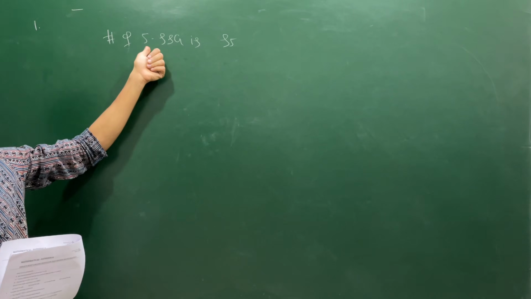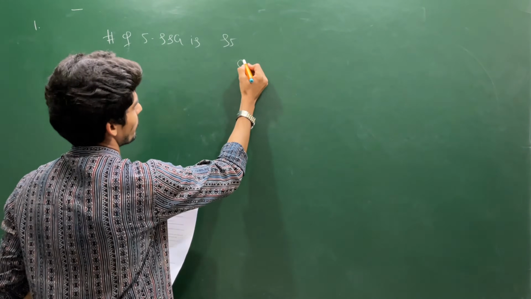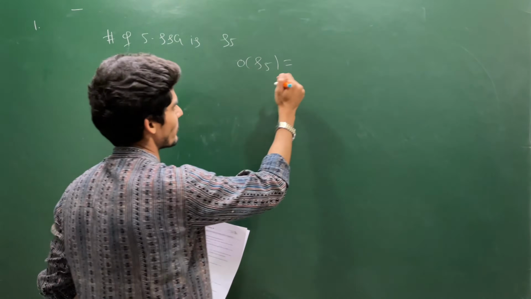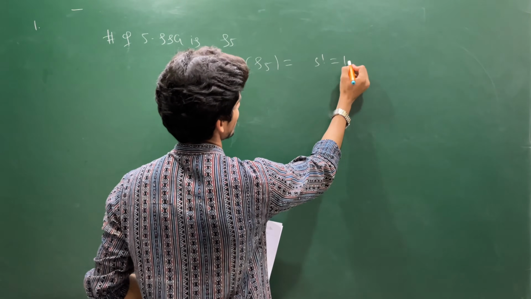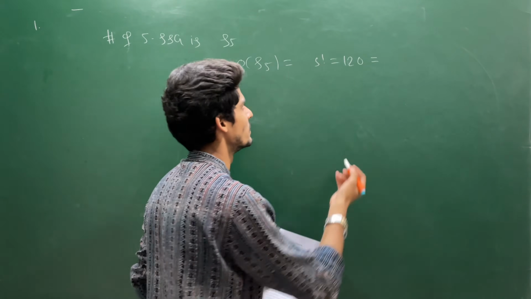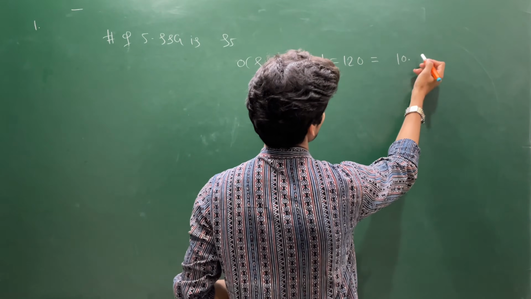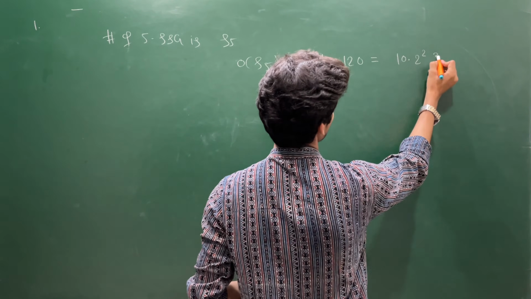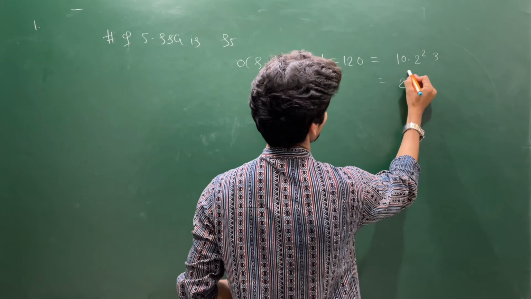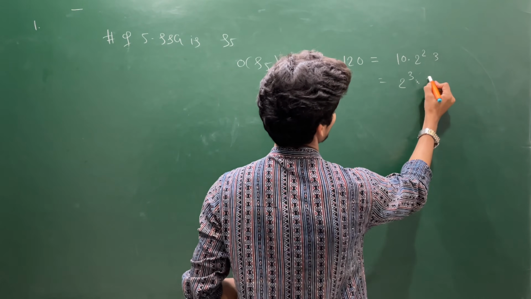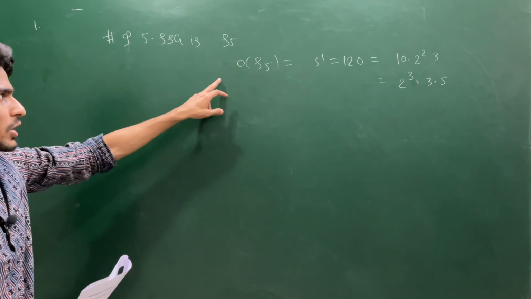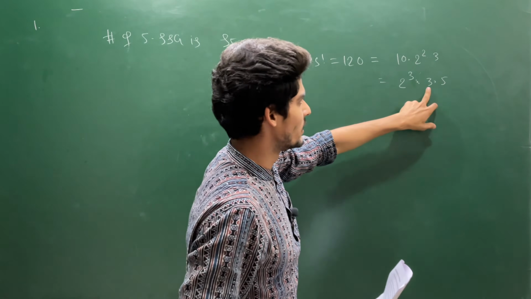Let us find the order of this 5 Sylow subgroup. What is the order of S5? We know the order of Sn is n factorial, so the order of S5 will be 5 factorial, which is 120. I can also write it in prime factorization. This will be 10 into 12, that is 2 square into 3. So I will have 2 cube into 3 into 5. So the order of S5 is 2 cube into 3 into 5.